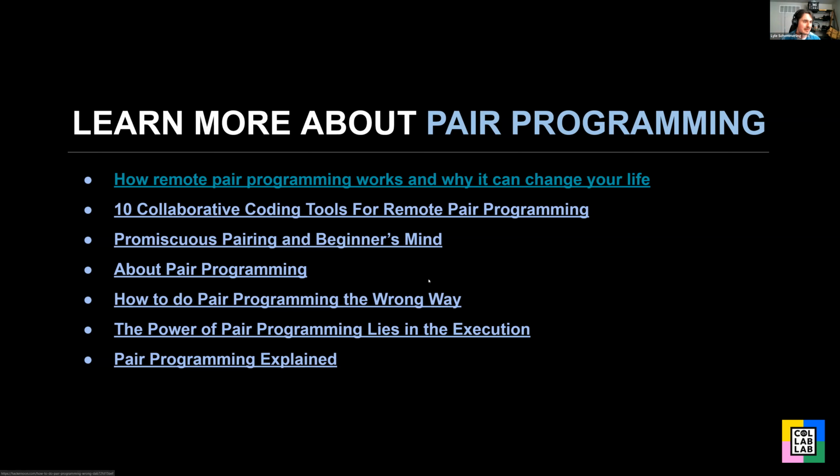How to do pair programming the wrong way is an interesting Hacker Noon article that provides all of the bad examples of pair programming and how you go and do it. And then a couple of these others expound on the benefits of doing it. So if you're interested in learning more about this topic, there are bazillions of words out on the internet. These are just a few of them to go and see. So I'll stop sharing there.